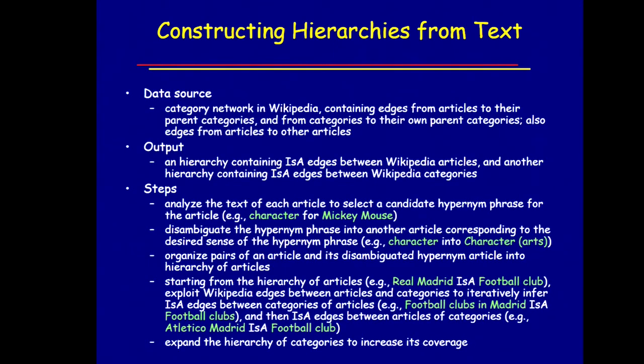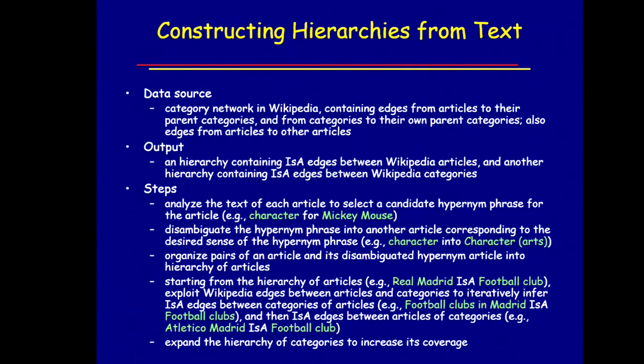How do they do it? First, they look at the main text of the article in question that's being processed. They assume something reasonable, which is that the first sentence in the Wikipedia article is kind of definitional, and so the first sentence might contain the hypernym phrase for the article. The article for Mickey Mouse could start something like, Mickey Mouse is a fictional character created by Disney in year something, and so on.